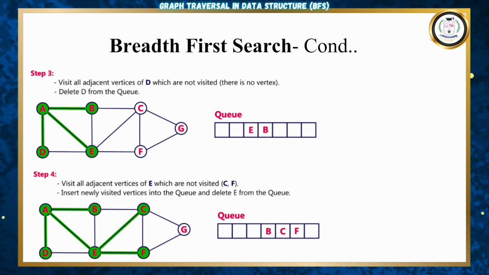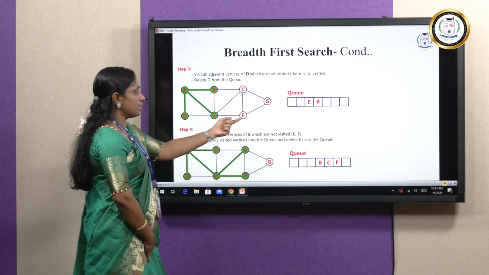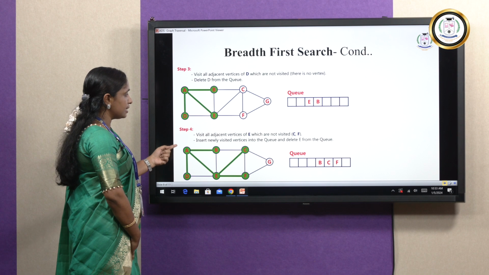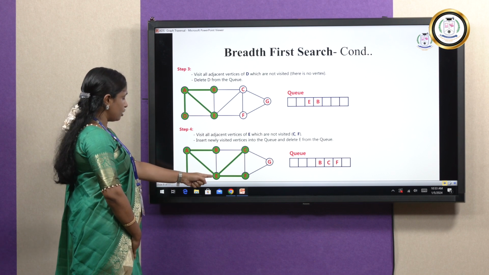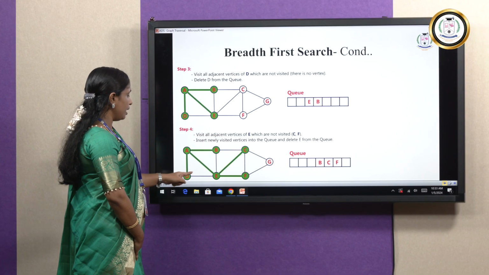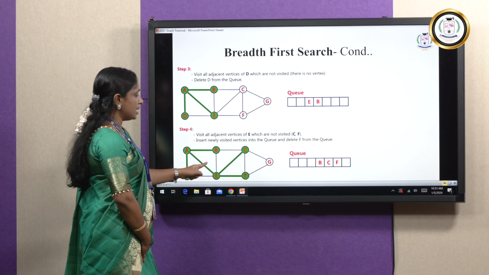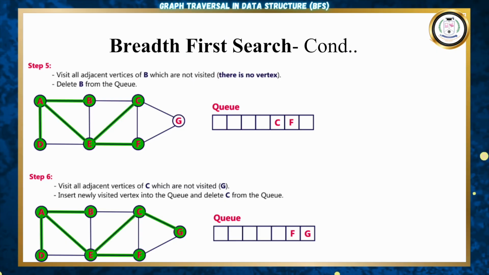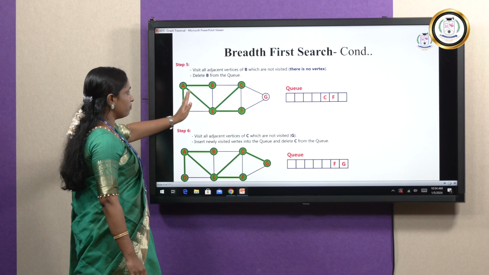Step 4, visit all adjacent nodes of E which are not visited, because here E is in the queue. So first we consider what the adjacent nodes of E are: D, A, B, C and F. In our queue, E and B are already present, so we insert C and F into the queue. Step 5, visit all the adjacent nodes of B which are not visited. So delete B from the queue.